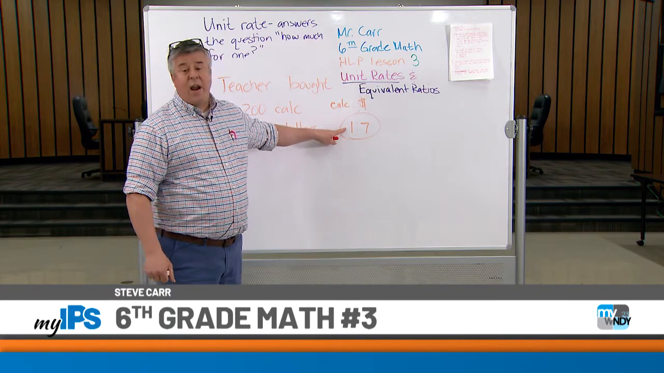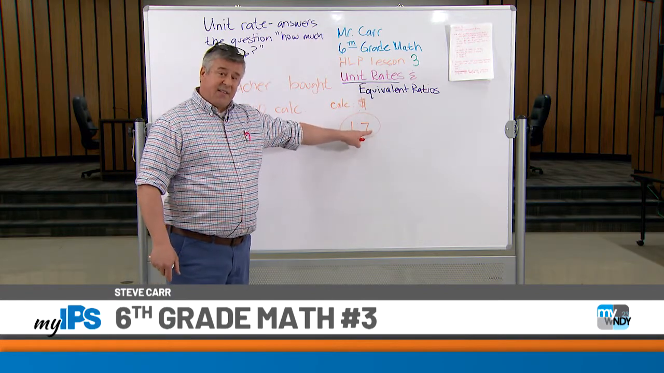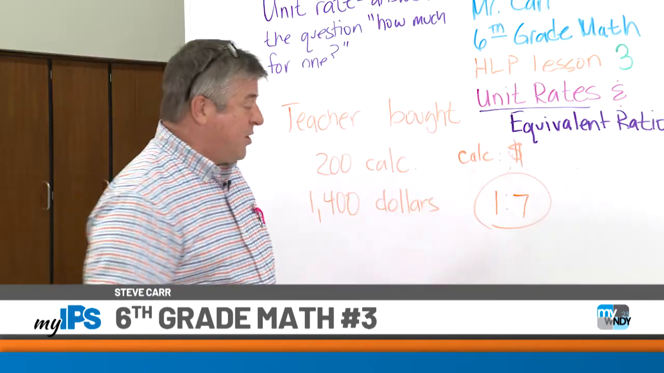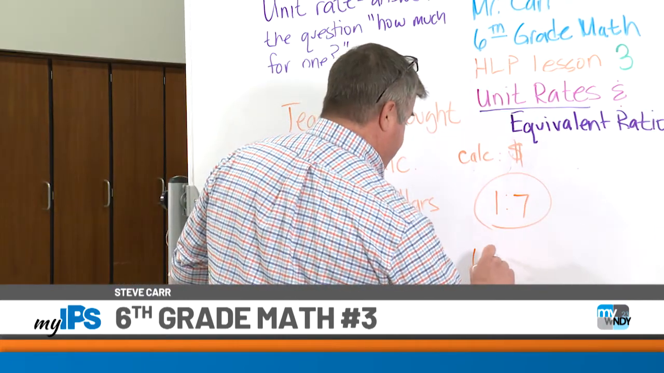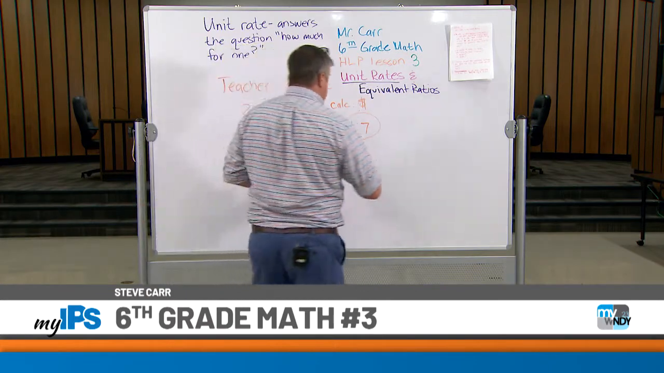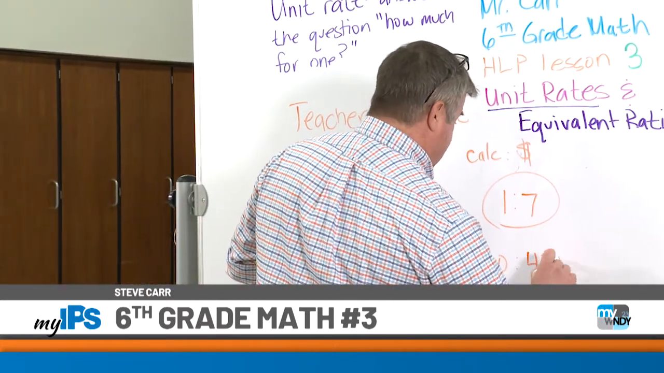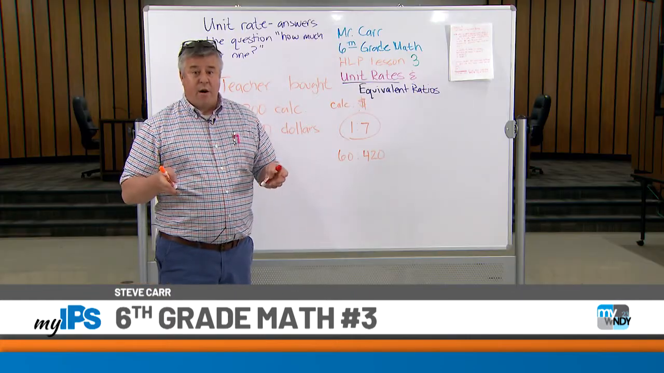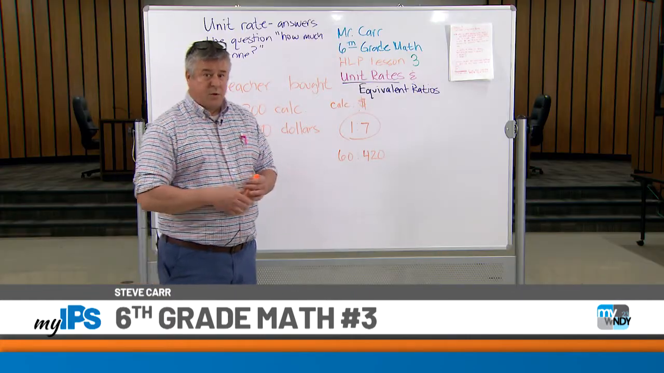Well, we could add 1 up 60 times, and we could add 7 up 60 times, or we could just multiply. 1 times 60 is going to give us 60. 7 times 60 is going to give us 420. 60 calculators would cost this kind-hearted teacher $420. Let's do one more.